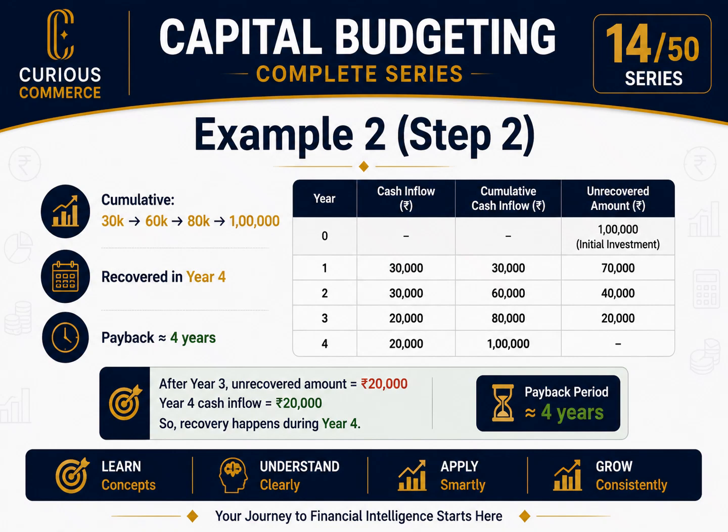Just analyze this example. This is the cash inflow column. This is the cumulative cash inflow column and the unrecovered amount. After year 3, the unrecovered amount is 20,000 rupees. In the fourth year, the cash flow is 20,000. So the recovery happened during the fourth year. The payback period is 4 years.